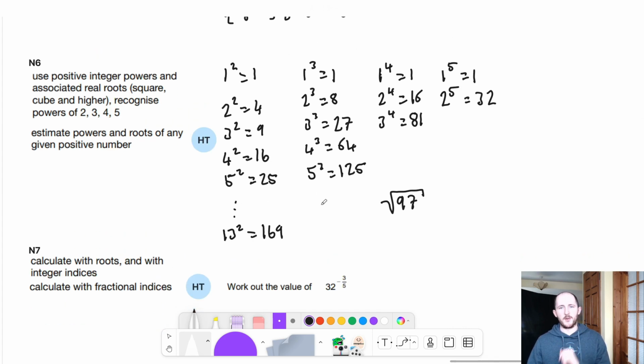Here we go. Part 6. Using positive integer powers and associated real roots, so square, cube, and higher, you need to be able to recognise powers of 2, 3, 4, and 5. So what I've done is I've listed all of the ones that commonly come up, okay? Because I'm very nice. And you also need to be able to estimate powers and roots. So basically kind of get in between.